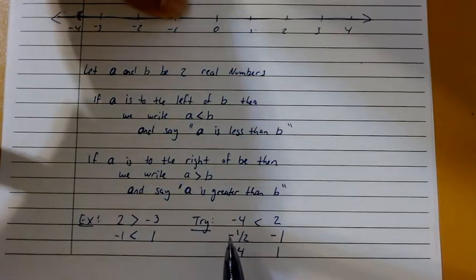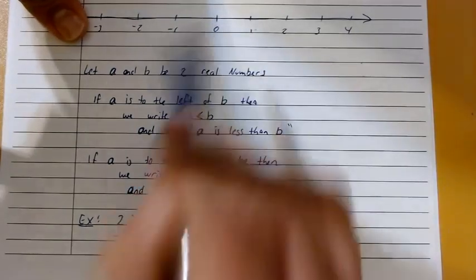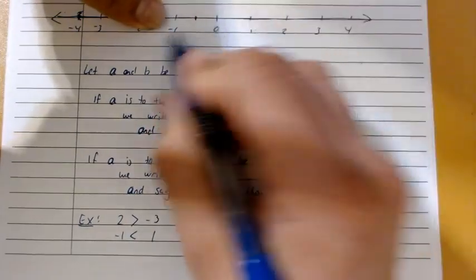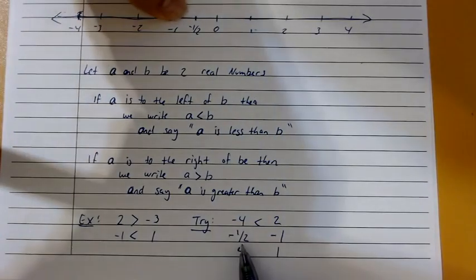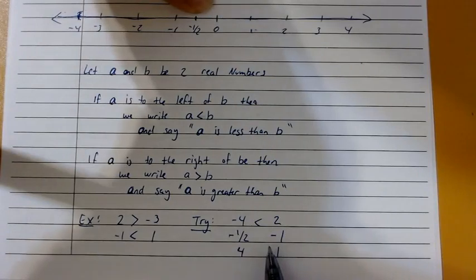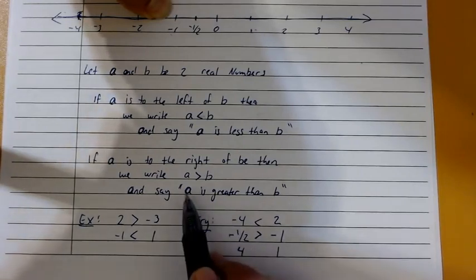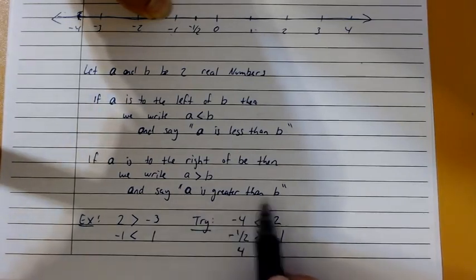-1/2, I don't have that drawn up here, but 1/2 is between 0 and 1. So -1/2 must be on the opposite side here. So here, -1/2 would be between 0 and -1. Okay, so -1/2, compared to -1, it looks like -1/2 is further to the right. So -1/2 is further to the right than -1. Or the way it would be read is -1/2 is greater than -1.